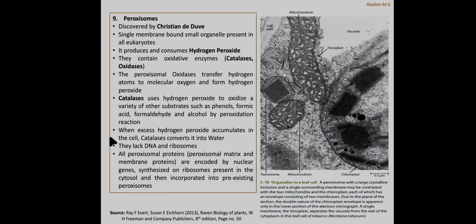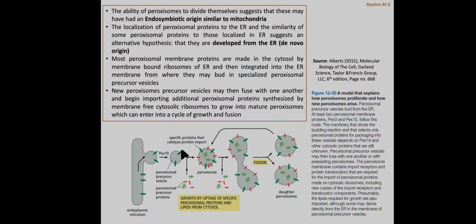And we also discussed that the peroxisome lacks DNA and ribosome. All peroxisomal proteins, that is peroxisomal matrix proteins and peroxisomal membrane proteins, are encoded by nuclear genes, synthesized on ribosomes present in the cytosol and then incorporated into the pre-existing peroxisomes. So the ability of peroxisome to divide by binary fission suggests that it has originated by endosymbiotic association, which is similar to the mitochondria and chloroplast.